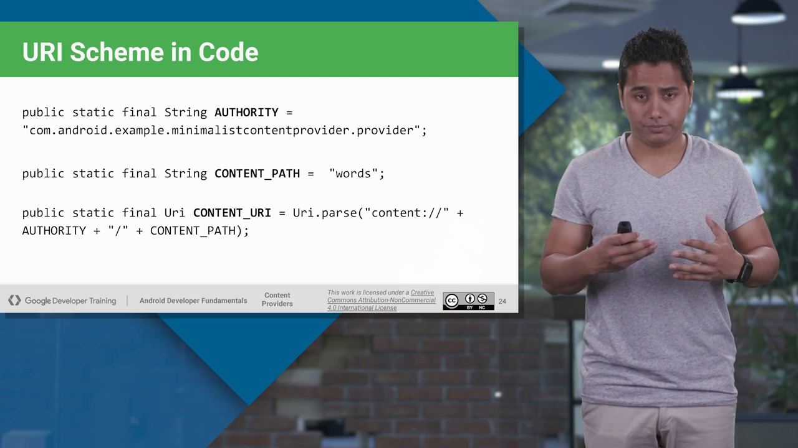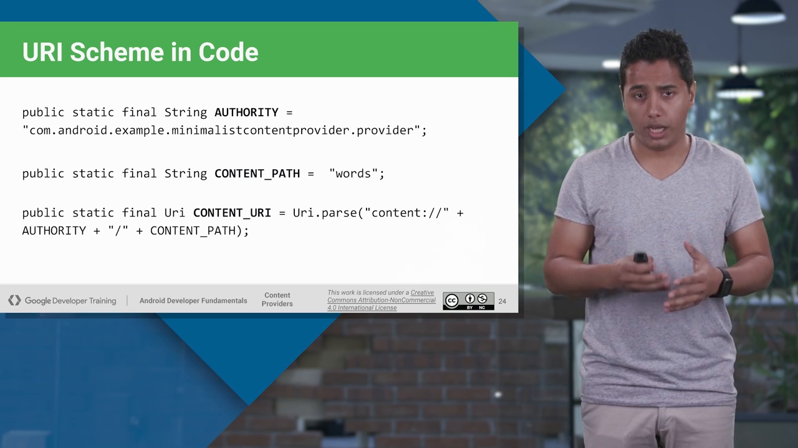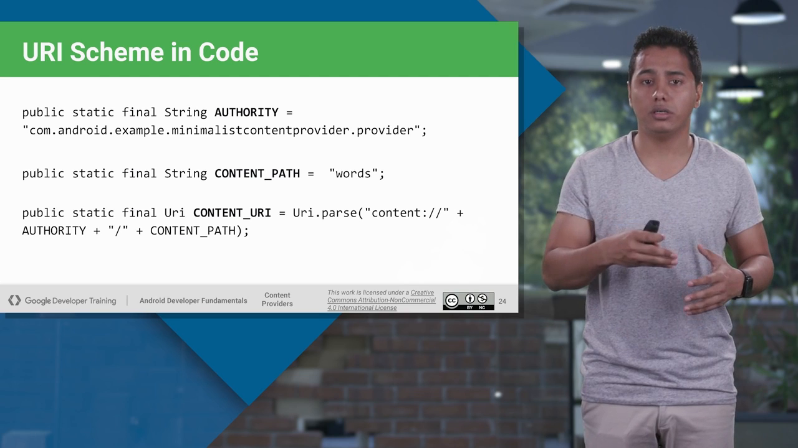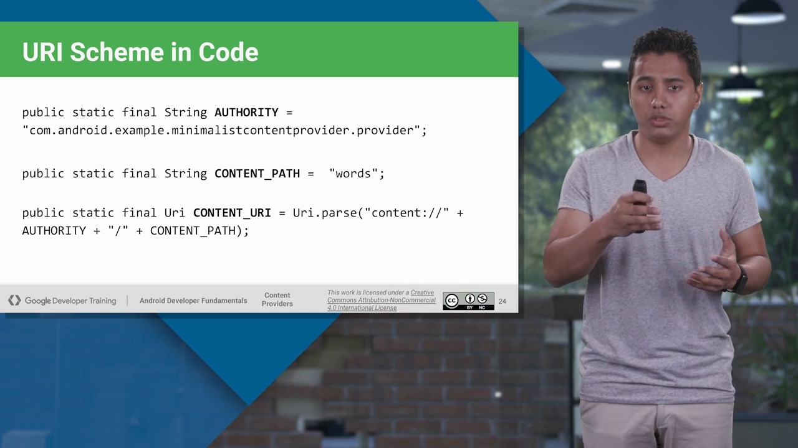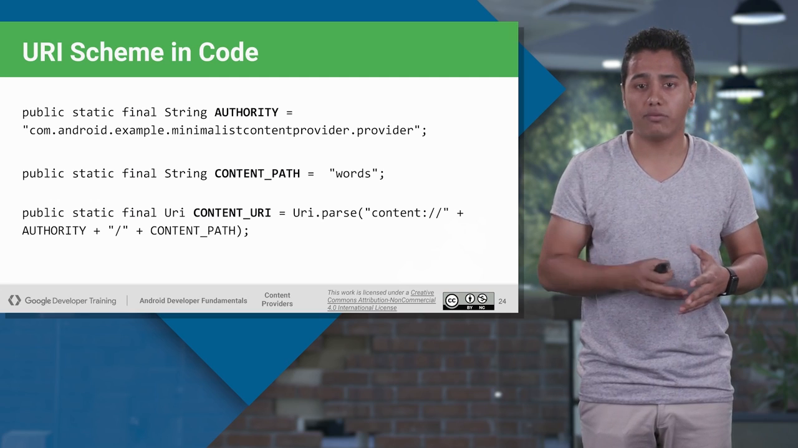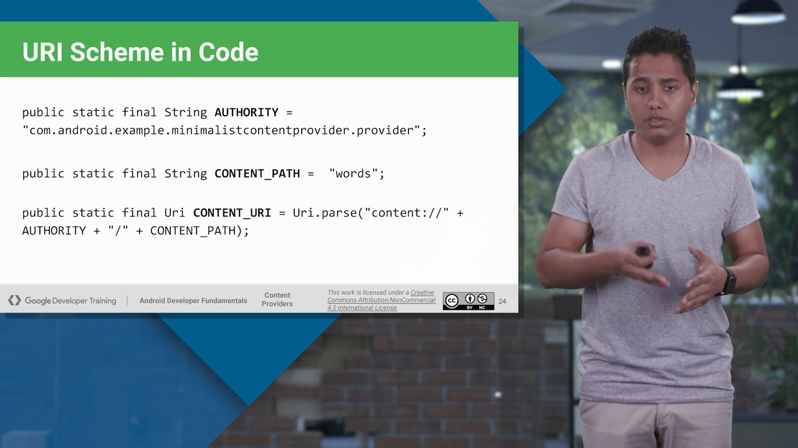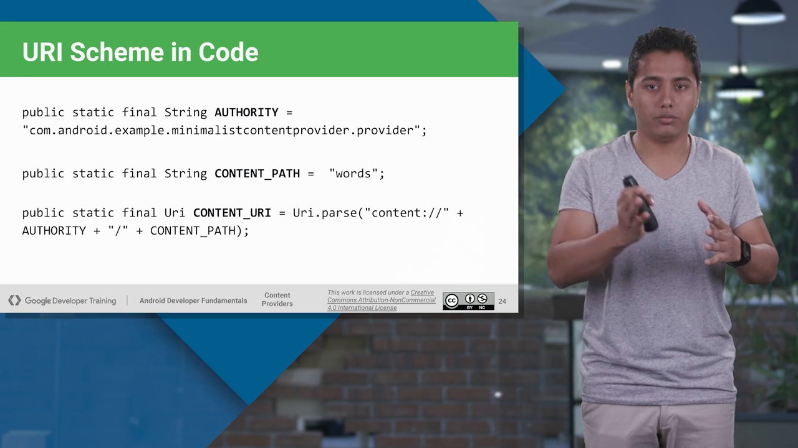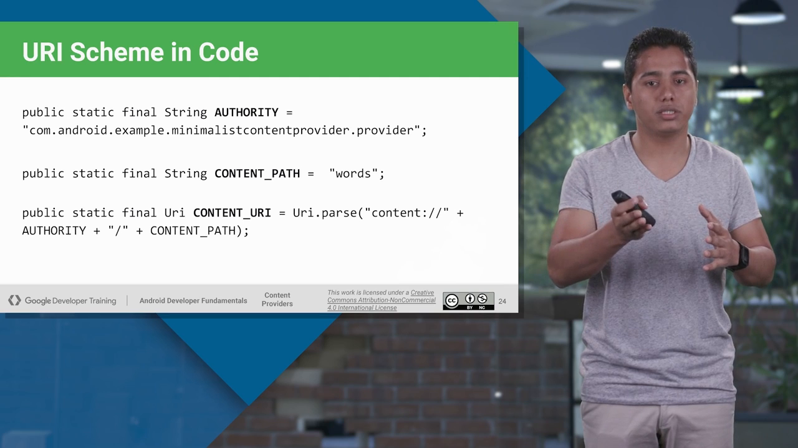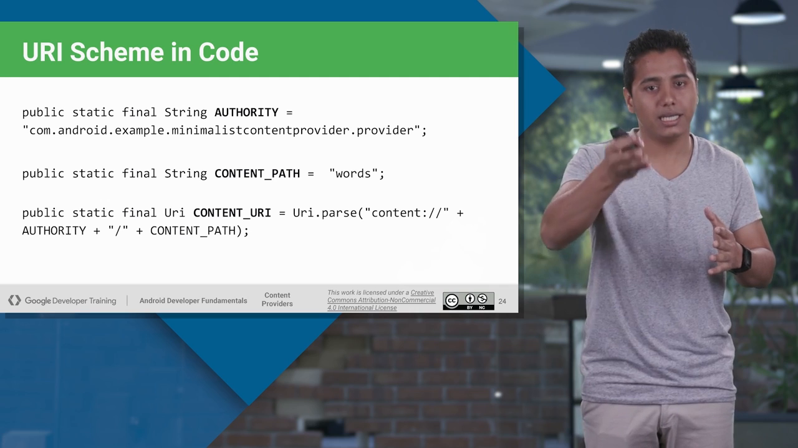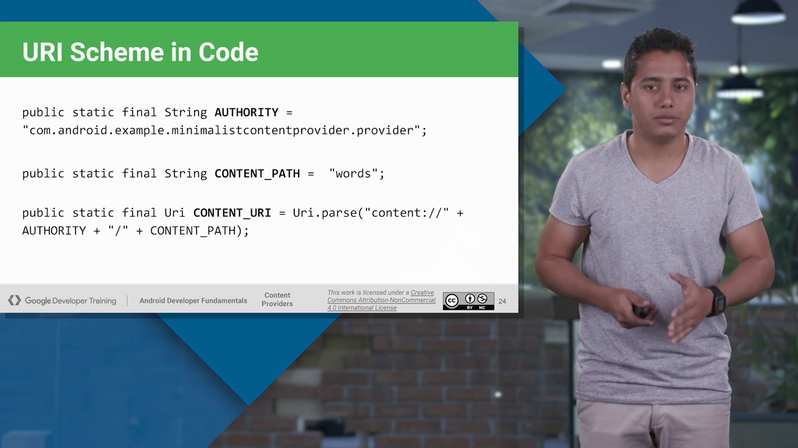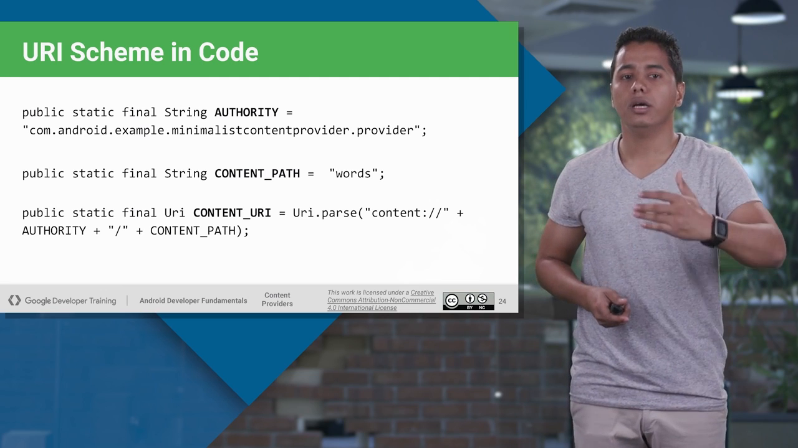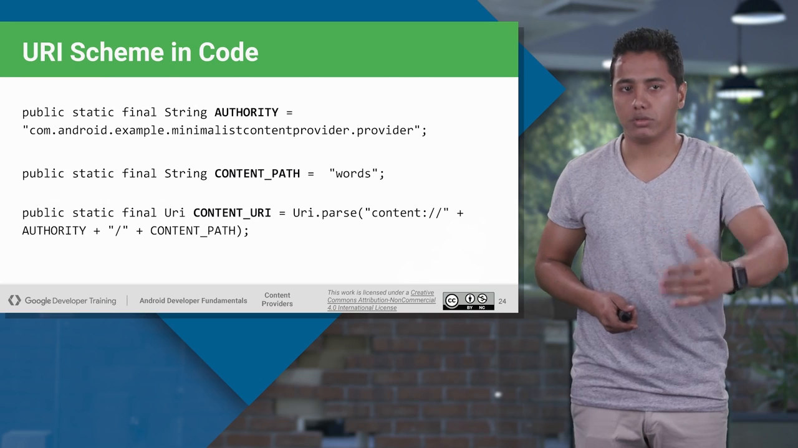Now, at the end, I want to create a URI. So I will create a URI class object, the content URI, and I will parse whatever I got by using Uri.parse. I know my schema will start with content:// and then I put the authority, and after that, this gives me access to the content provider. After that, I want to access the words table, so again I concatenate the content path. In this way, you can create as many content URIs as you want to access the different data sets in your content provider.